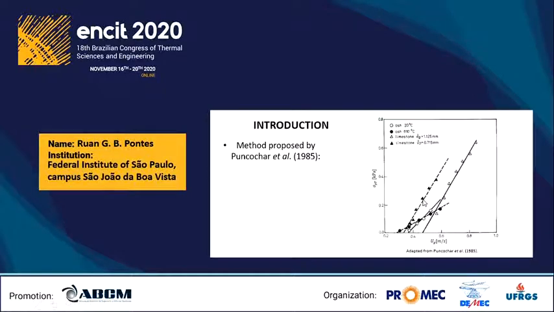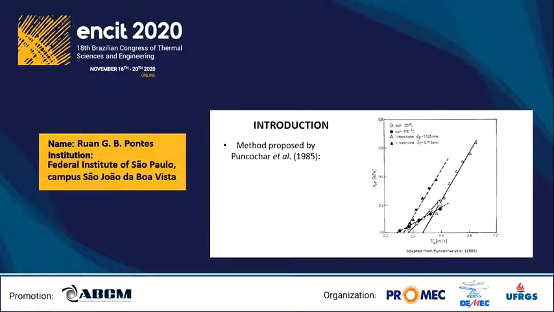In contrast to the traditional method, in the method of Puncochar et al., only the points referred for the fluidized bed conditions are used. According to the authors, for UG below 2.5 times UMF, the standard deviation varies linearly with UG. The UMF can be determined in this method through the point of intersection between the curve and the abscissa axis.